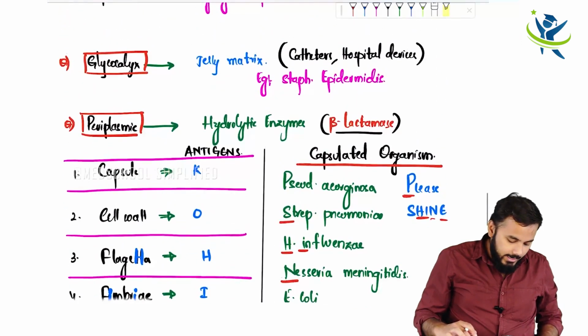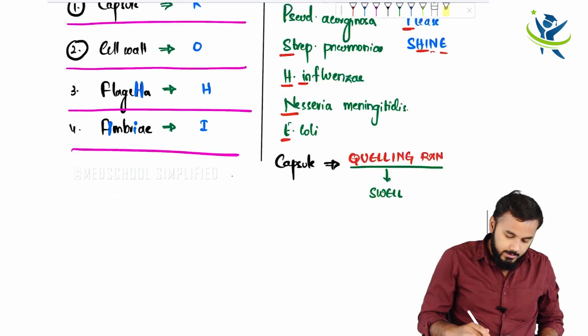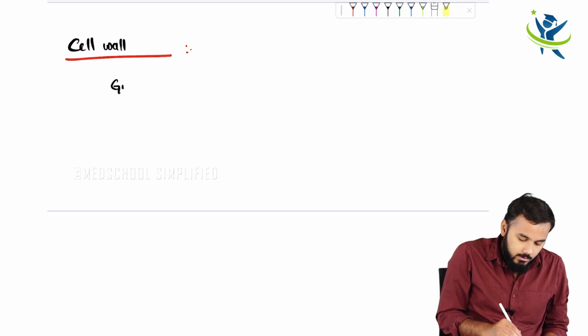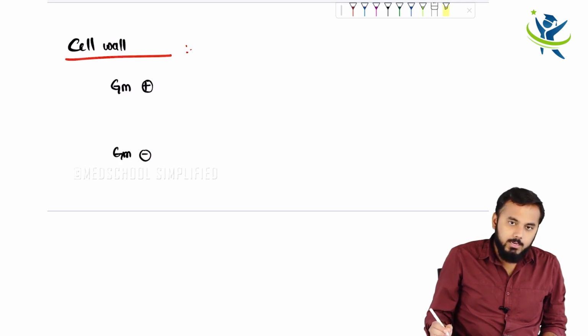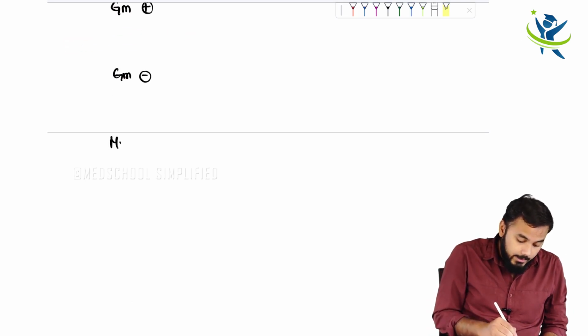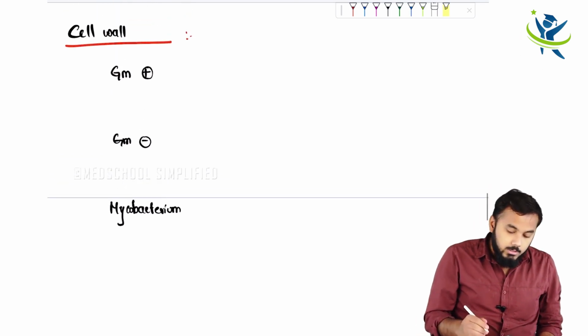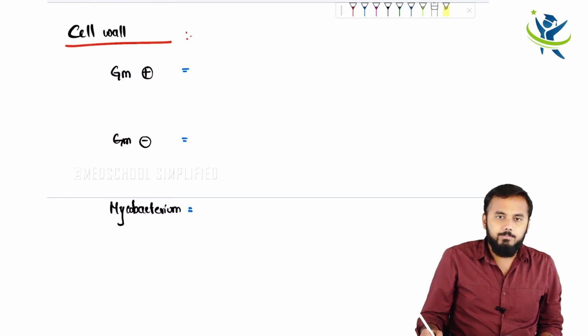Now after the capsule, we have discussed the capsule part. Now let us go on to the cell wall part. You know, we have got gram positive organisms, we have got gram negative organisms, and we have also got mycobacterium. You know, mycobacterium is responsible for causing TB, right? Mycobacterium tuberculosis.